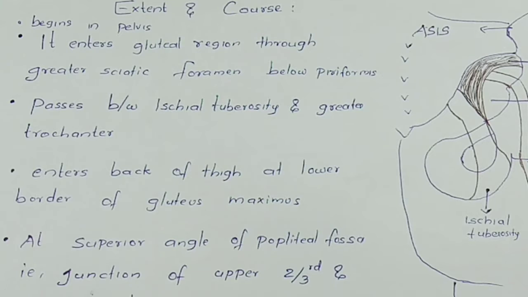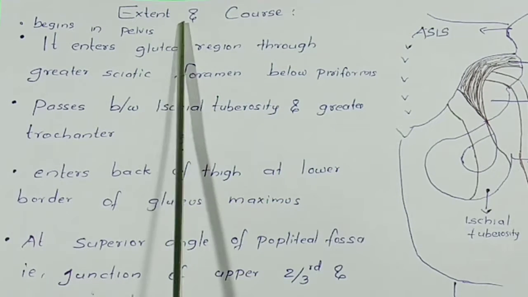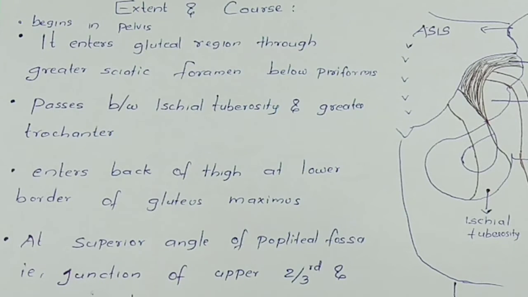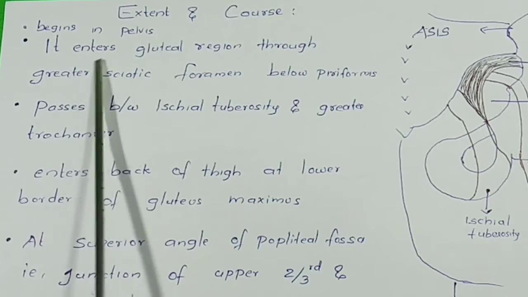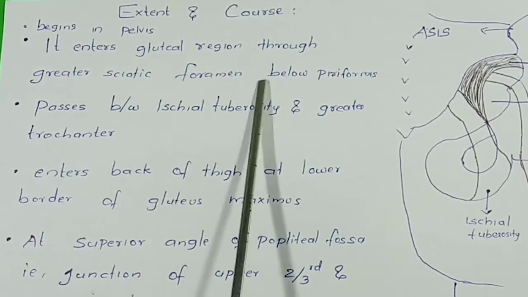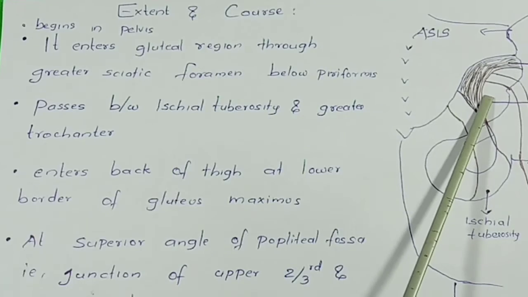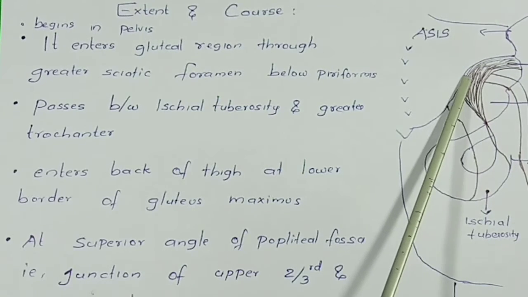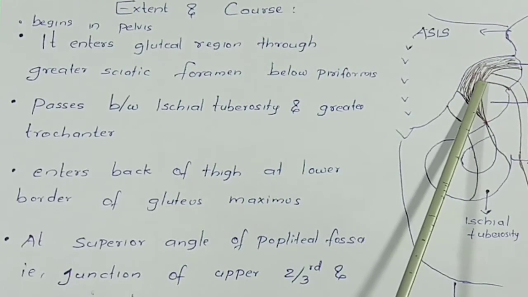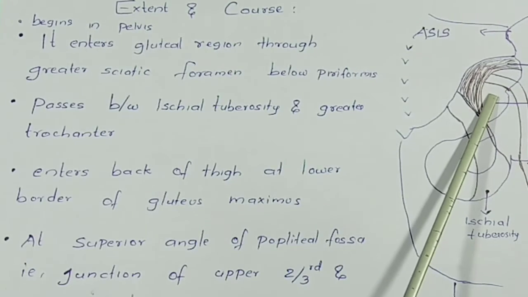Coming back to our topic, now we have to discuss the extent and course of the sciatic nerve. As we know, it begins in the pelvis. It enters the gluteal region through the greater sciatic foramen below the piriformis. See, this is the greater sciatic foramen. This muscle is the piriformis. So the nerve enters below the piriformis through the greater sciatic foramen.